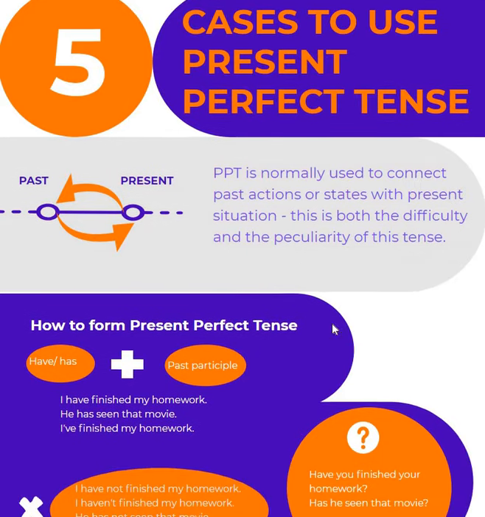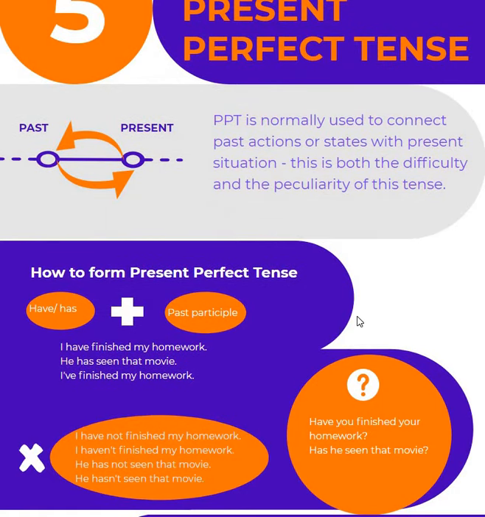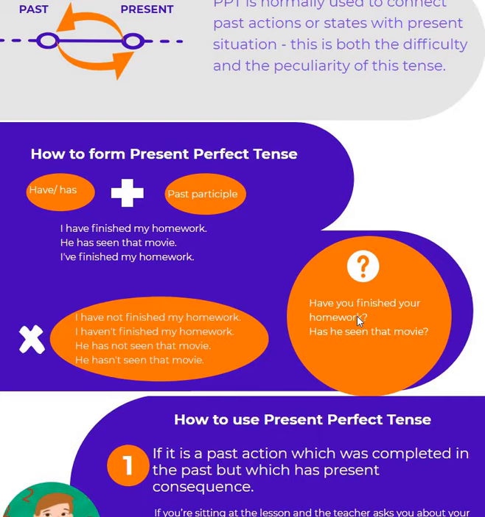Firstly, let's look at how to form present perfect. It is formed with the verb have or has plus past participle of the verb. For example, I have finished my homework. He has seen that movie. The verb have is normally contracted in oral speech, and it goes like, I've finished my homework.